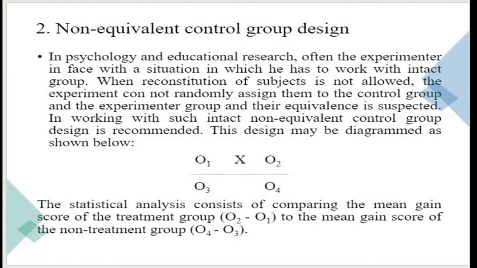The non-equivalent control group design, however, should not be used where one of the intact groups consists of volunteers and the other of non-volunteers. This is because the volunteers are different from the non-volunteers, and a comparison of the two does not provide the control of the variable of selection.